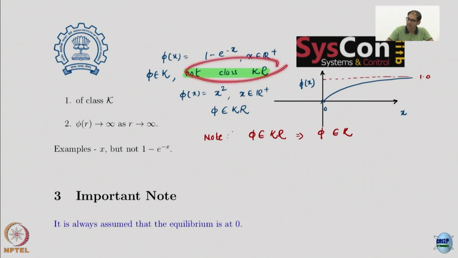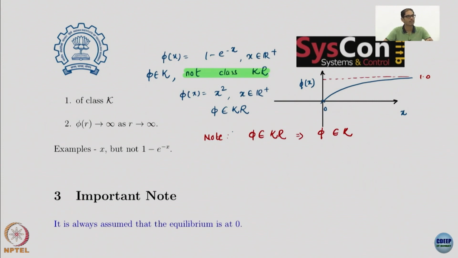So this is not class KR, because even though the argument tends to infinity, your function value will tend to 1, not infinity. So there is a certain limitation about these functions, that is why they are only class K and not class KR. But if you take the polynomial functions that we looked at, they have all the nice properties: the function goes to infinity as the argument goes to infinity. So these are in fact class KR functions.